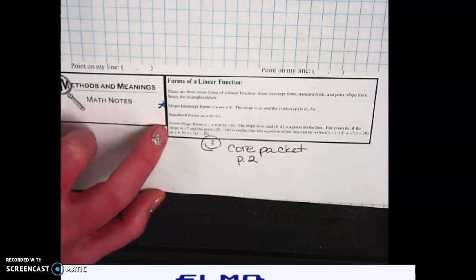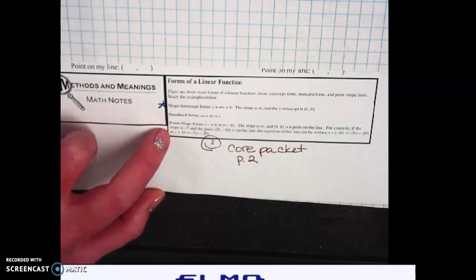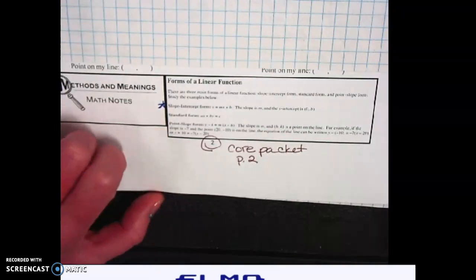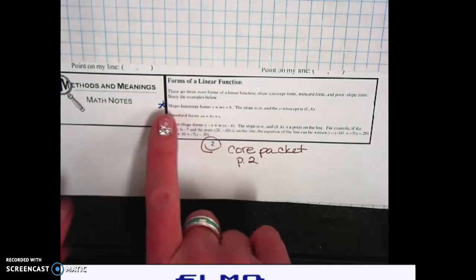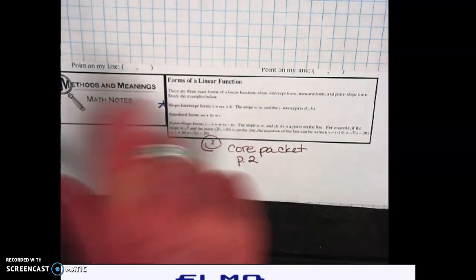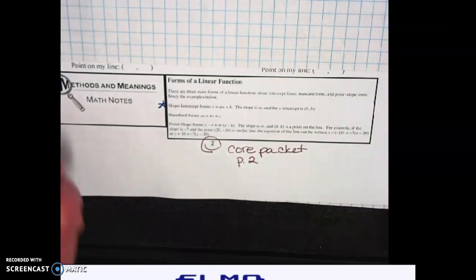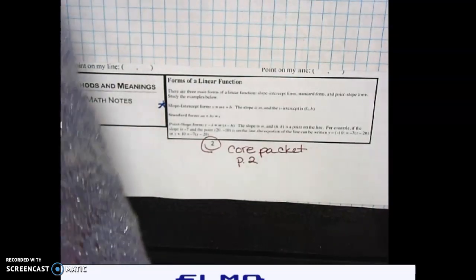For example, if the slope is -7 and the point is (10, -7) on the line, the equation of the line can be written y minus -7 equals -7 times x minus 10. Can you not talk? Thank you. Next to slope-intercept form, and then you're going to turn back to page 1, and we're going to start with page 1.